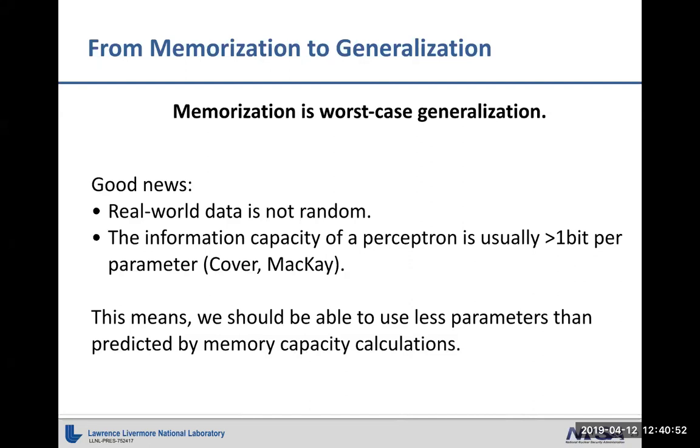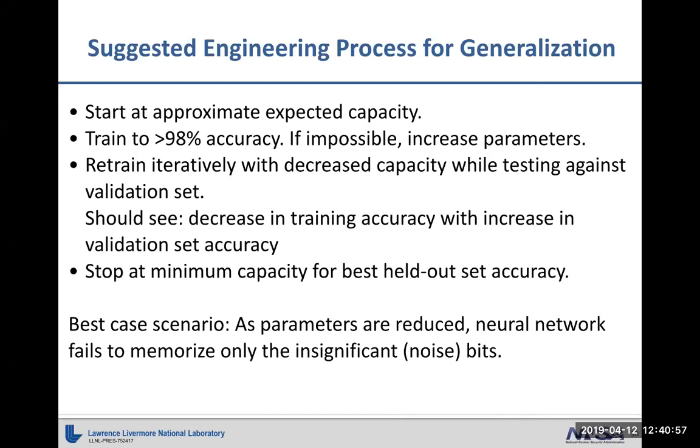Now, then I give you this process where I say, well, what I do now, this is actually what I do practically. I start with my approximation, and I figure out I need to really get to something like 98% accuracy. Training is never perfect. If not, then I increase parameters. Actually, it never happened in all the practical experiments I did. And this is now October 4th that this came out, so it's now over half a year that I have had to increase parameters. Okay, it actually worked. So then we train iteratively and decrease capacity by testing against the validation set. That's the same thing we've been doing. But the trick is to maintain accuracy as much as you can while reducing capacity.